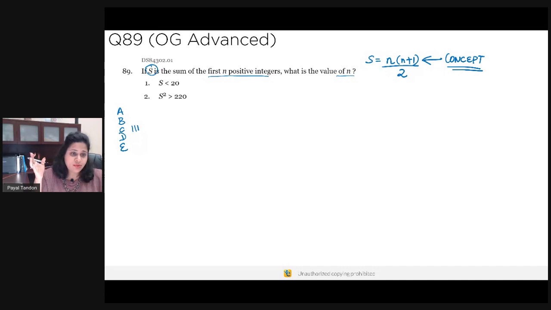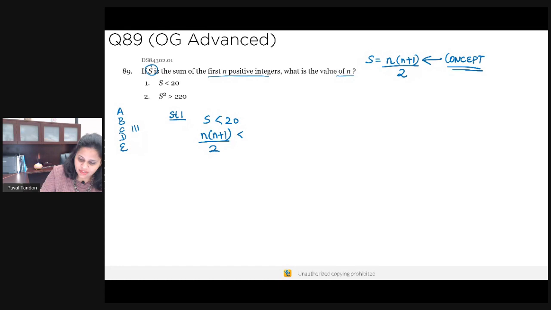So if you were not able to solve this question, you need to ask whether you didn't know the concept, or whether you didn't know how to approach it further. Now let's carry further. Statement number 1, what is that telling me? Statement 1 is saying that S is less than 20, which means that n into n plus 1 divided by 2 is less than 20. Now I process it further. Essentially it's saying n into n plus 1 is less than 40.